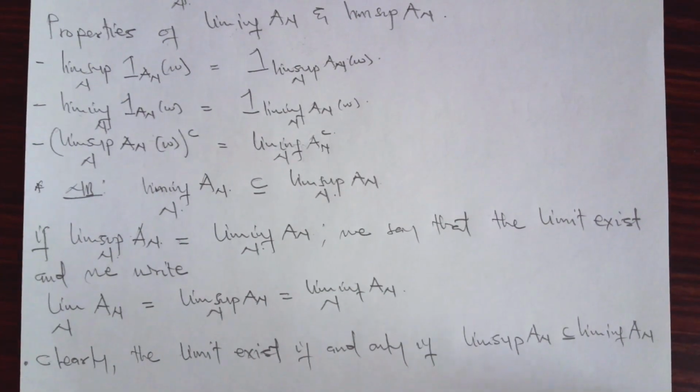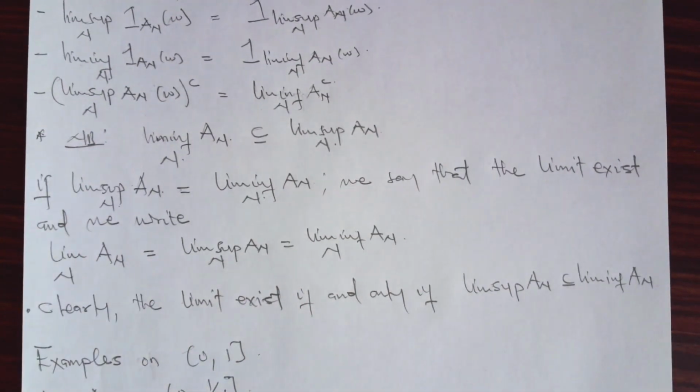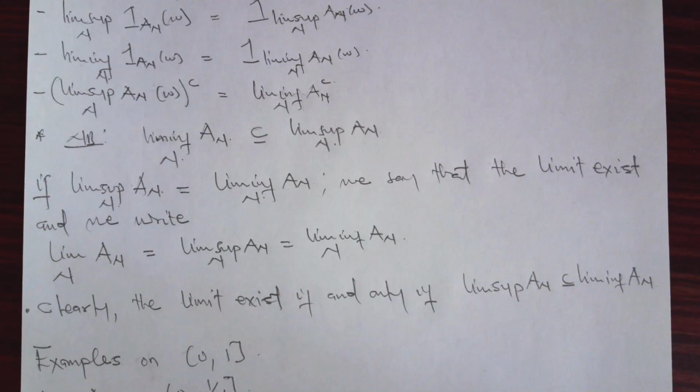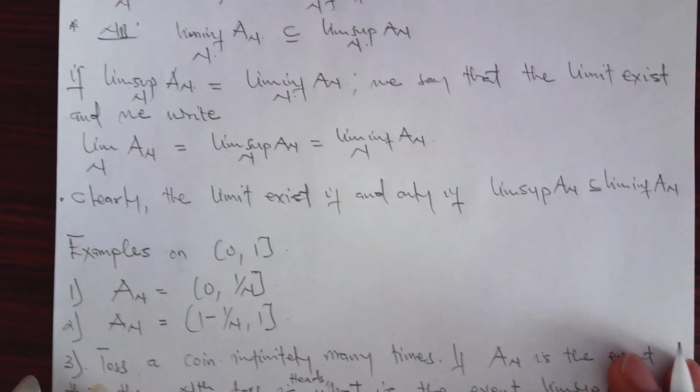So these are examples on the unit interval where we construct some sequence of events An in it. If we pick the whole space to be [0, 1], then we construct some sequence of events. So we could have 0, 1 over n, 1 minus 1 over n, and 1. Okay, so the third example we will be explaining.